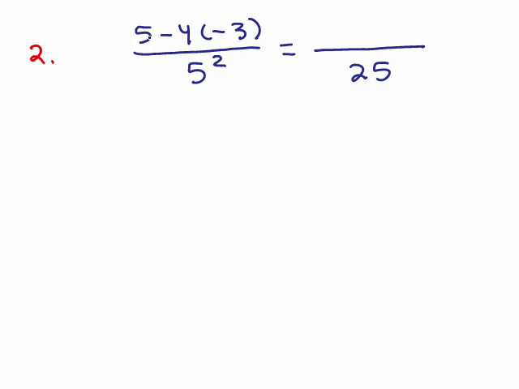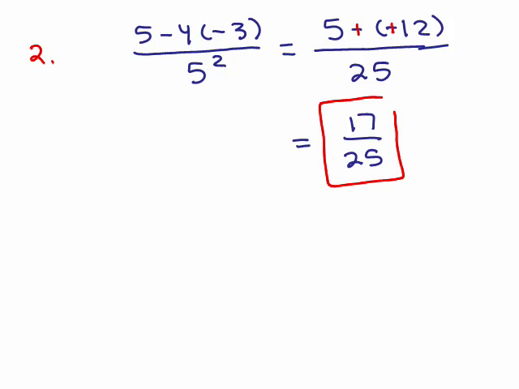In the numerator, I've got 5 minus 4 times negative 3, and you need to remember to do the multiplication first. Do not do the 5 minus 4. So we have 5 minus negative 12, or 5 plus 12, because you're going to have a negative times a negative. So 5 plus 12 is 17/25. It does not reduce, so the answer is 17/25. Let's go on to the next one.